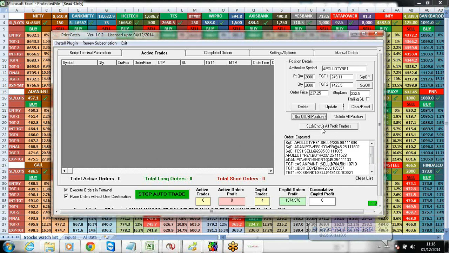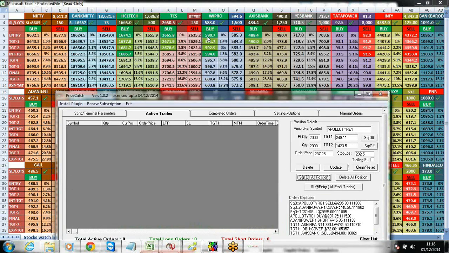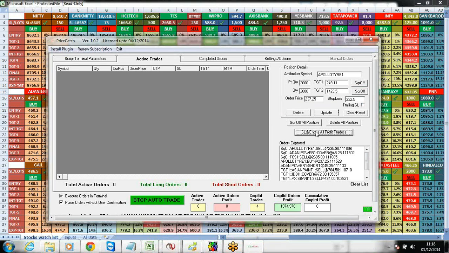And you have another option here, stop loss at entry. In case a particular script makes an entry and it gives you profit, you can change your stop loss to your entry point. You'll have to just click this button, stop loss at entry. Since I don't have any calls running, otherwise it would have changed.